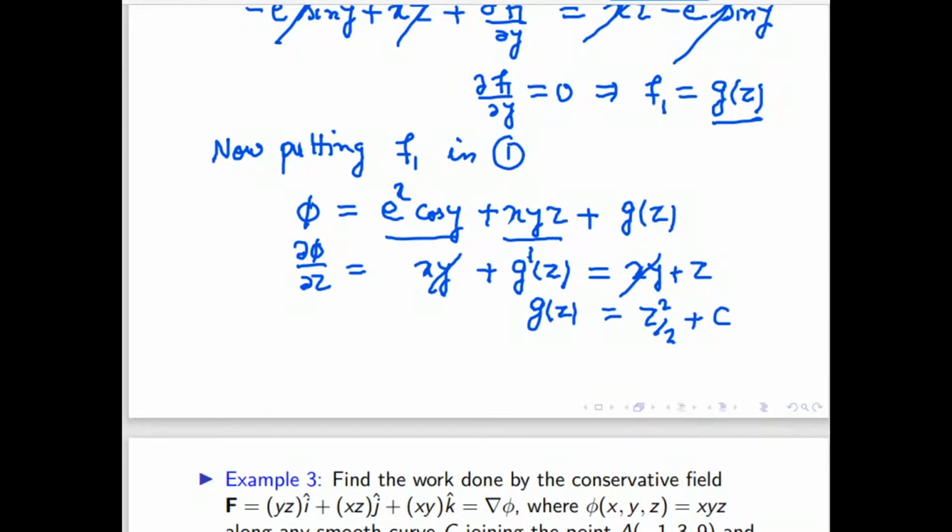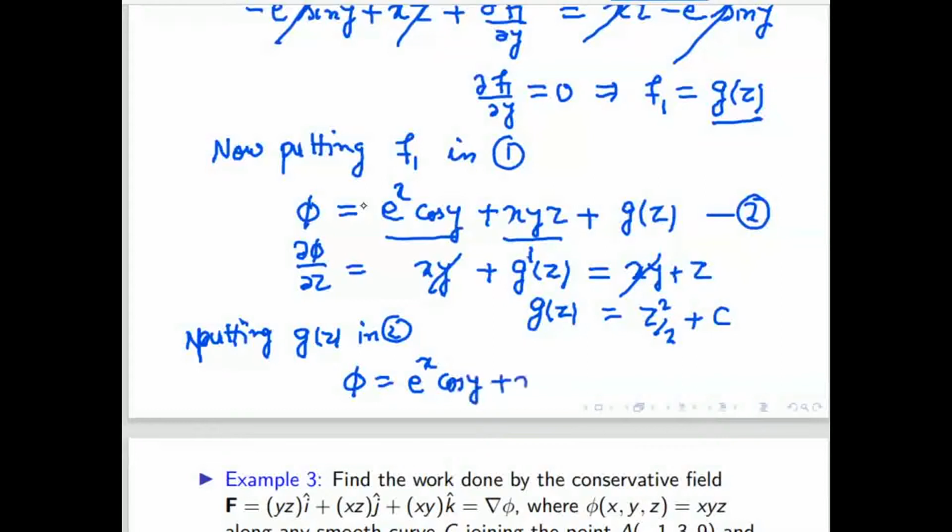Now we put this value again in 2, and we get the value of phi. Putting g(z), the value of phi is e to the power x cos y plus xyz plus z square by 2 plus c. So this is the final answer.